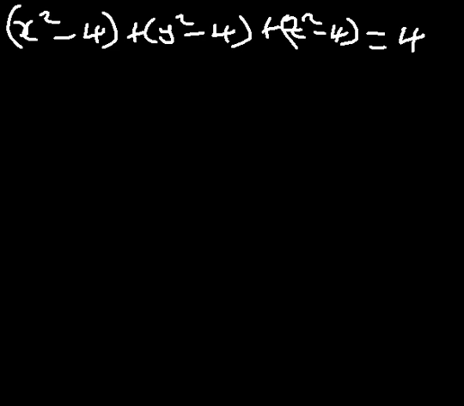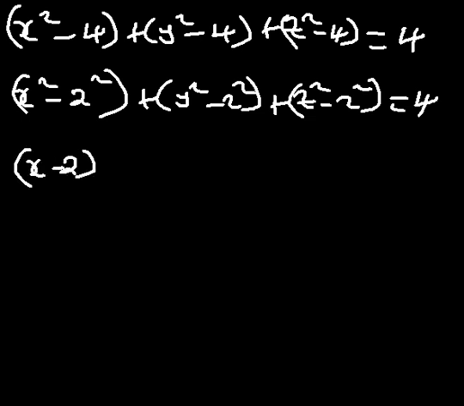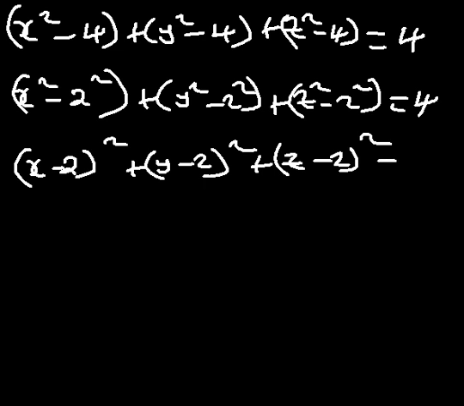So you should express the negative 4, negative 4, and negative 4 to have a power of 2. Which means we'll have (x squared minus 2) to the power 2, plus (y squared minus 2) to the power 2, plus (z squared minus 2) to the power 2, which is equal to 4. Now for this case we'll have it as (x minus 2) to the power 2 plus (y minus 2) to the power 2 plus (z minus 2) to the power 2, which is equal to 4.